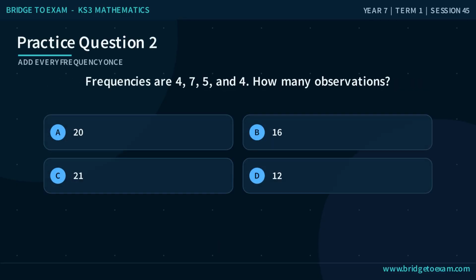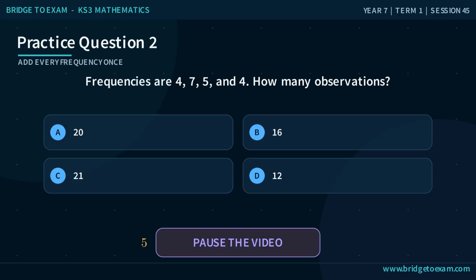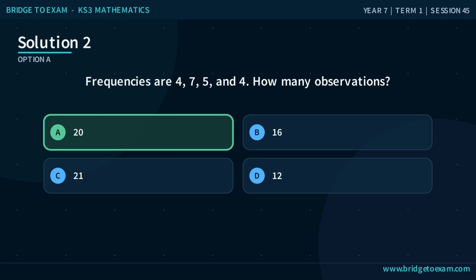Practice question 2. A frequency table contains counts 4, 7, 5, and 4. What is the total? Option A is 20. Option B is 16. Option C is 21. Option D is 12. Pause. Add every frequency once. Option A is correct. 20 observations. 4 plus 7 plus 5 plus 4 equals 20.